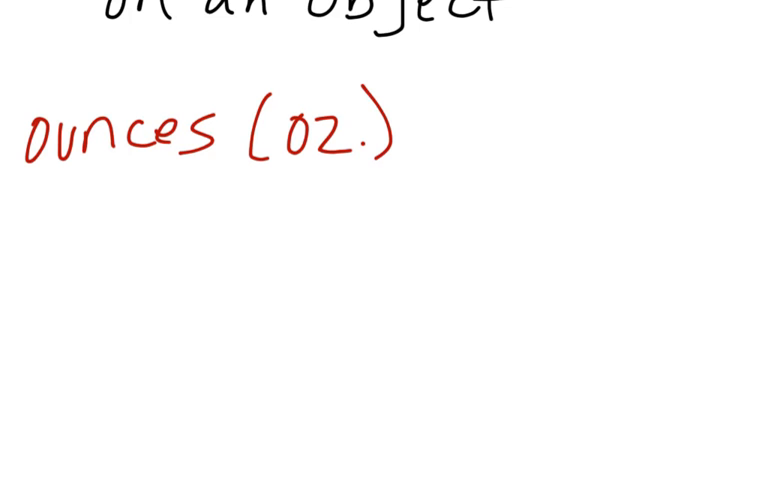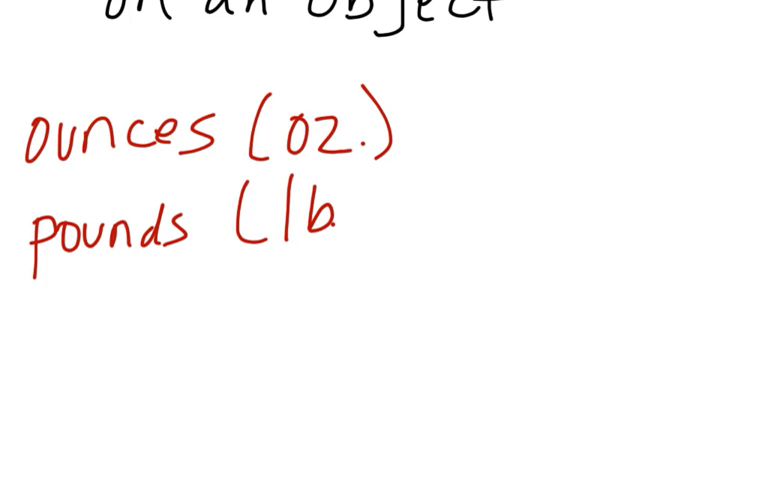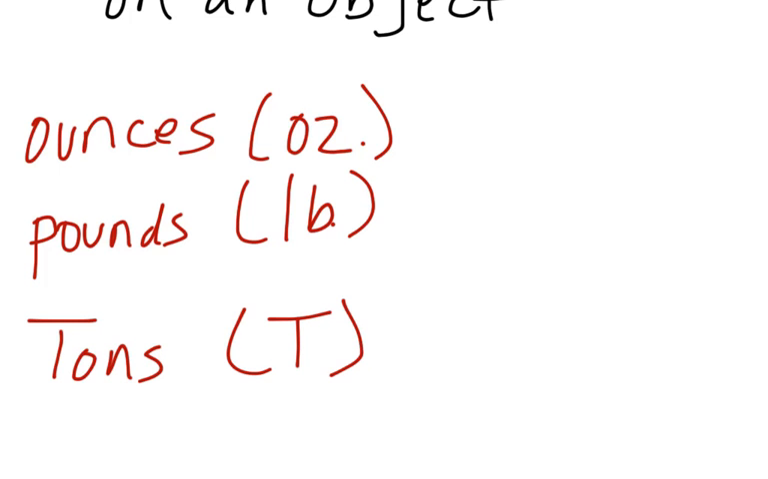And so when we talk about weight, we talk about how weight is measured. Well, weight is measured in ounces, and that's going to be abbreviated as OZ. Pounds, that's going to be abbreviated as LB. And tons. And that's going to be capitalized with that big capital T, right?